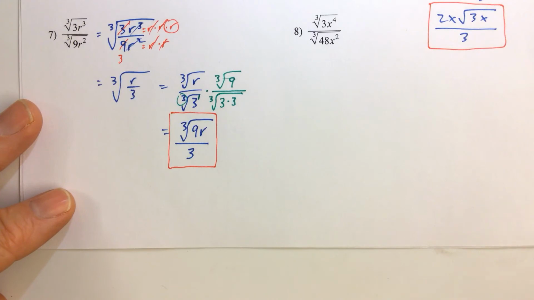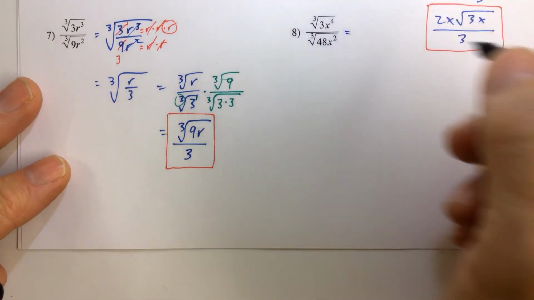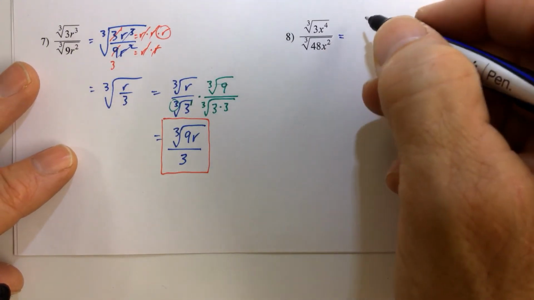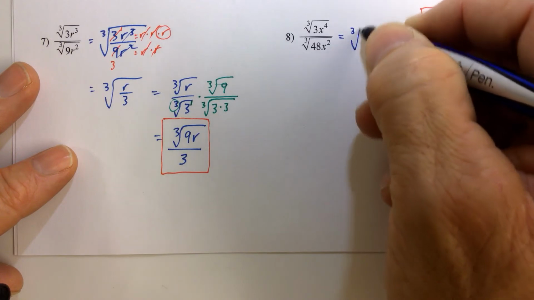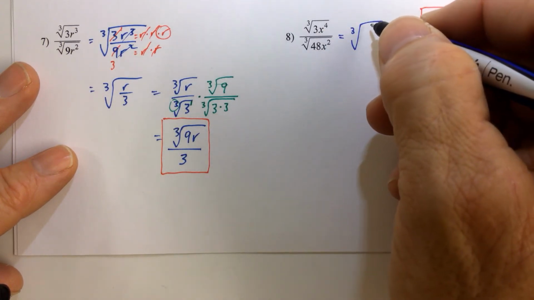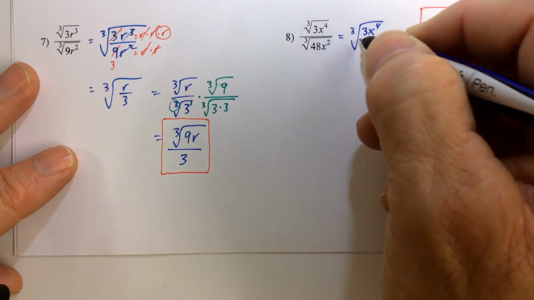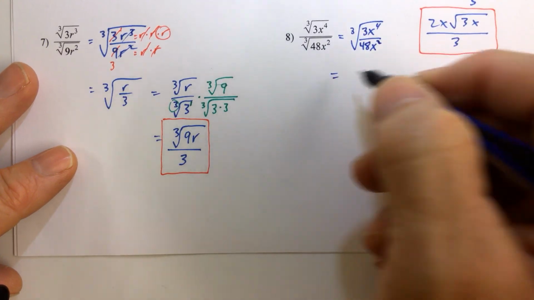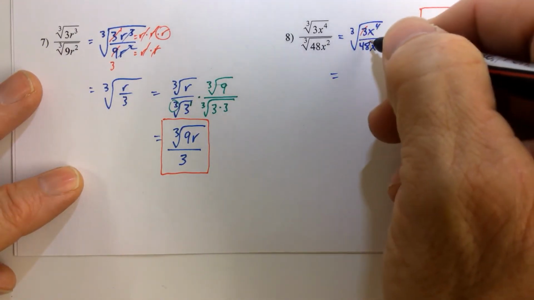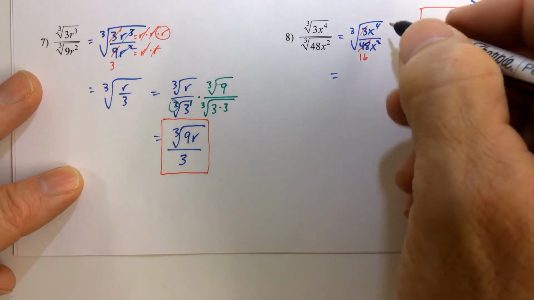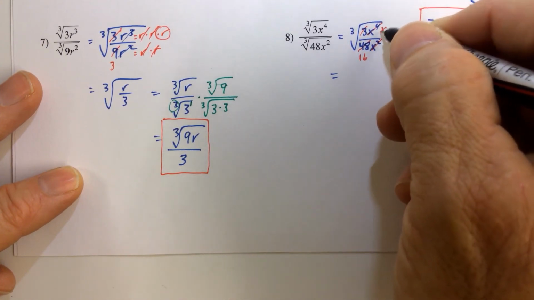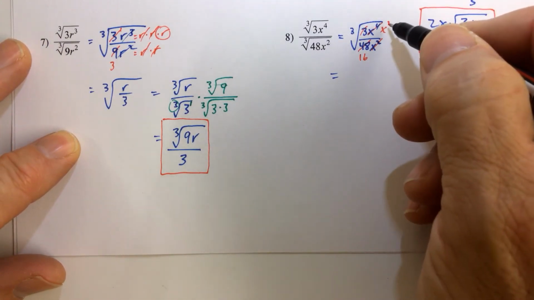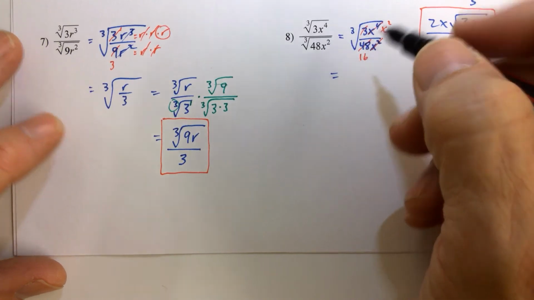And finally, we have our last problem, and we can see we can't cancel anything yet, so let's go ahead and rewrite the whole expression underneath one cube root symbol. So we're going to have a 3x to the 4th over a 48x squared, and we know that 3 goes into 48 16 times. X squared goes into x to the 4th x squared times. So x to the 4th over x squared is x squared. 3 over 48 is 1 over 16.